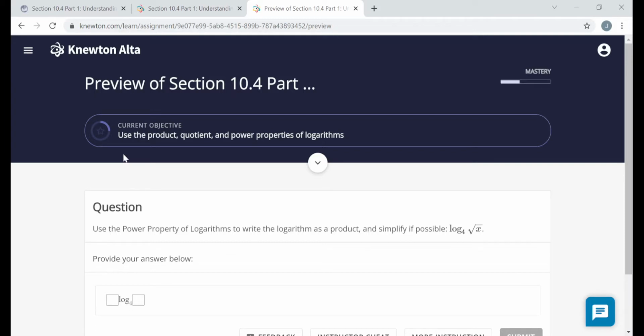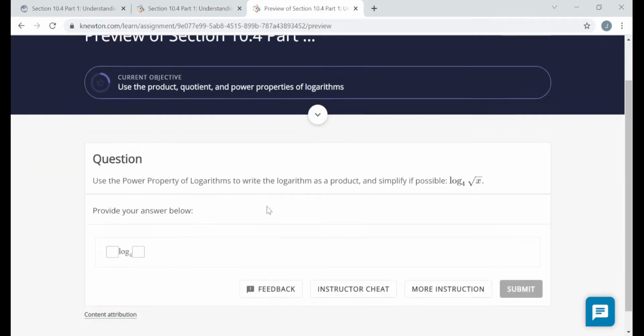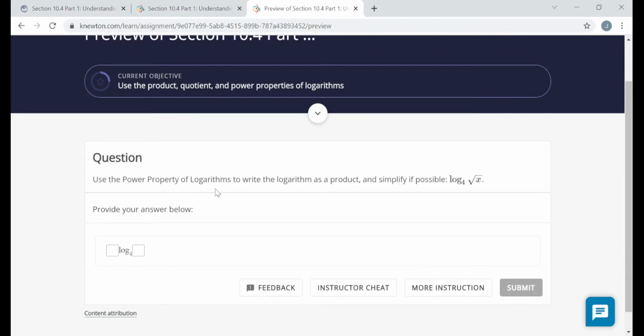Now we're back to the objective on using the product, quotient, and power properties. It says use the power property of logarithms. Now they're specifically telling us which one they want us to implement. Power property of logarithms to write the logarithm as a product and simplify if possible. So we're given the log base 4 of the square root of x. Now to use the power property here, we need to remember that anytime you see a root, square root, cube root, fourth root, etc., that can be expressed as a power. I'll write that out again.